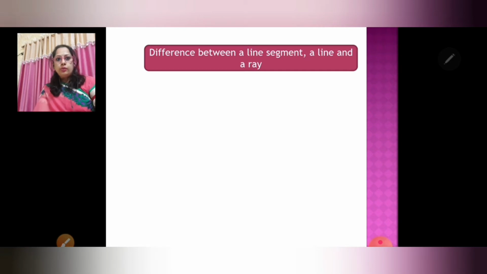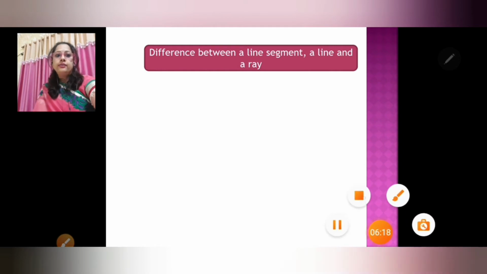So children, now we will be discussing the difference between a line segment, a line and a ray.